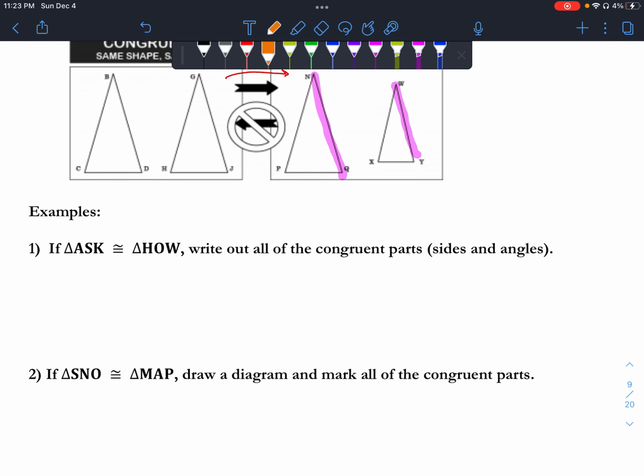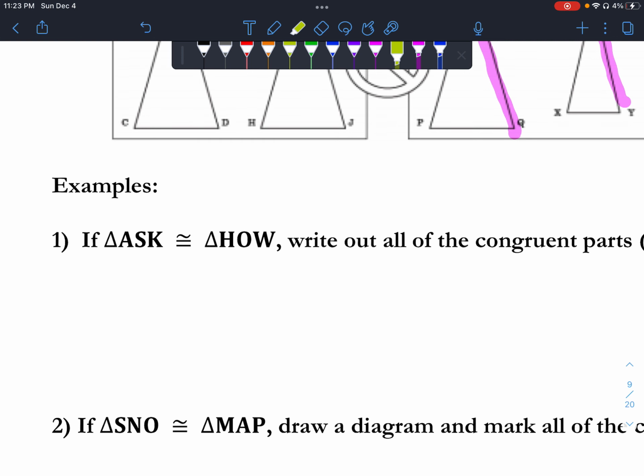Examples, we typically would match these up like we would with the similarity statements, where you come through and say that the first angle that you see, or the first letter, should match up with the first letter, second with the second, and third with the third. So if we were going to write out the angles, angle A is congruent to angle H, angle S congruent to angle O, and angle K congruent to angle W.